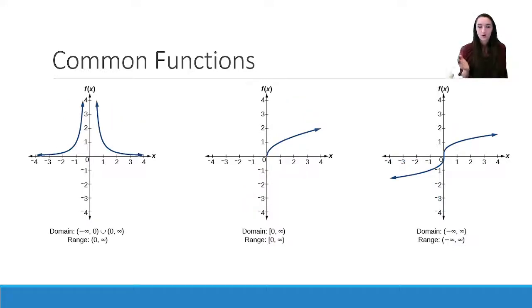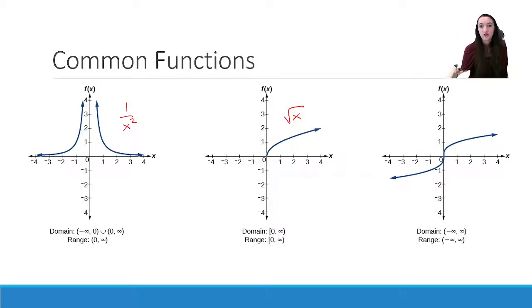Then our 1 over x squared, our reciprocal squared function. Again, we're cutting out 0, because even though x is squared, 0 squared is still 0, so 1 over 0 we can't have. So we cut out 0, it's the same domain, but our range has changed a little here. Then here we have square root of x. For the square root of x, we have a domain from 0 to infinity, including 0.